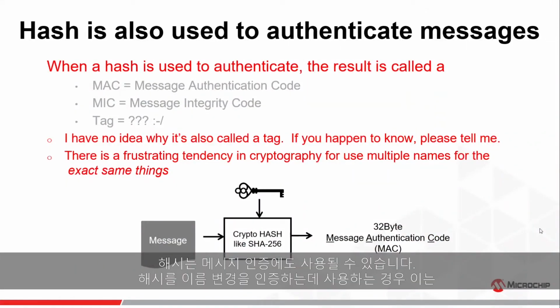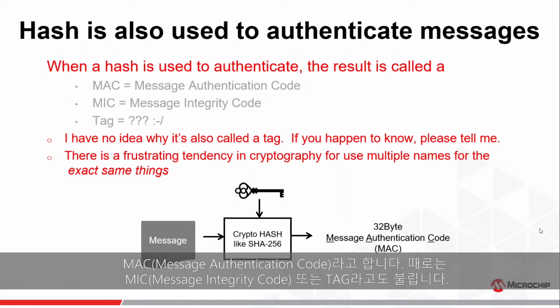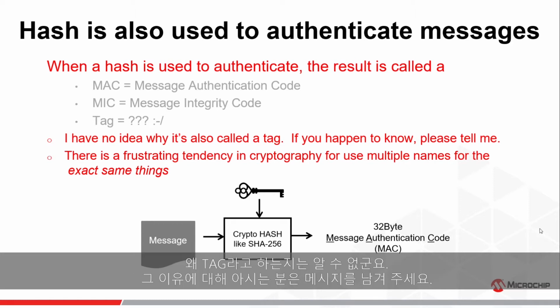A hash can also be used to authenticate a message. When a hash is used to authenticate, the name changes. It's called a MAC, a message authentication code. Sometimes you'll see this as MIC, message integrity code, or a tag. I have no idea why it's called a tag, and if any of you know, please leave a message.